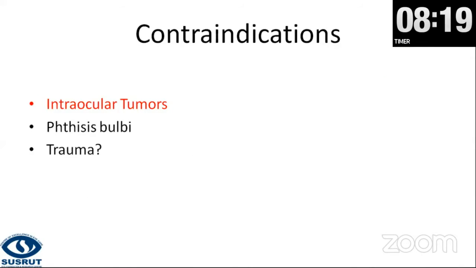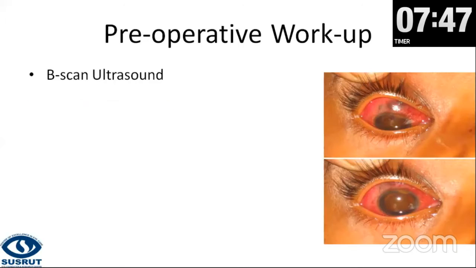What are the contraindications? One of the most important things to remember is that you should never do it in the situation where you have an intraocular tumor. And you need to look for an intraocular tumor before you go ahead and do the surgery. What about phthisis bulbi? Phthisis is a situation where the eye has already shrunken, but with the technique that we're going to describe with posterior sclerotomies, we can actually go ahead and do this procedure in phthisis patients as well. Trauma, we already talked about the overhyped fear of sympathetic ophthalmitis, and it's actually possible to do so.